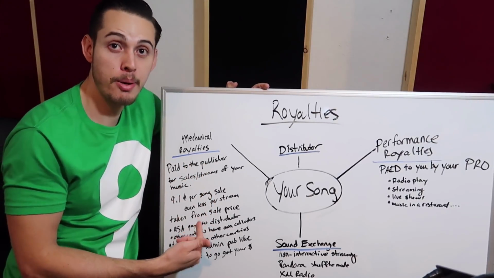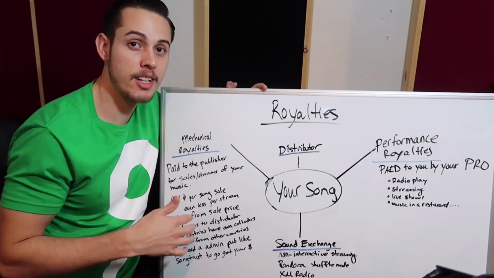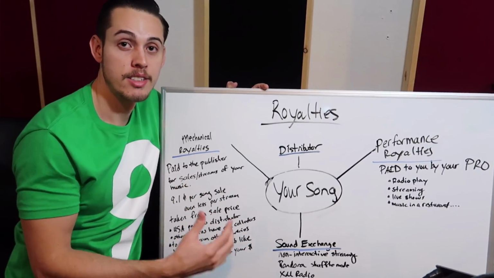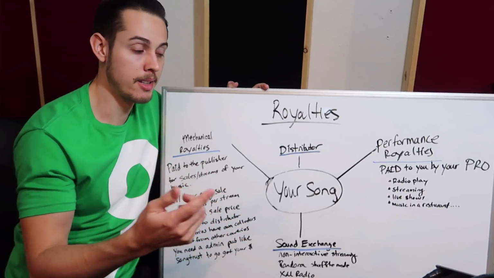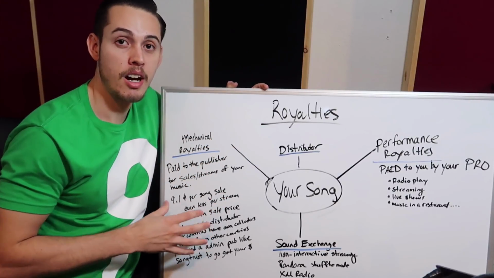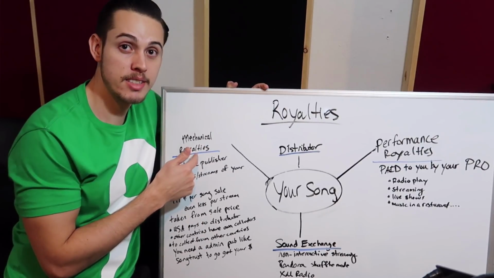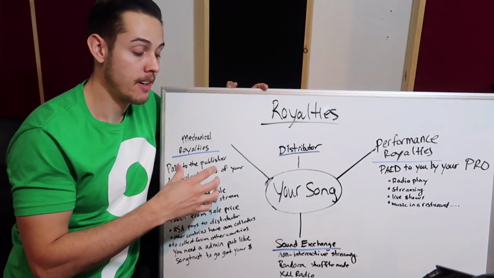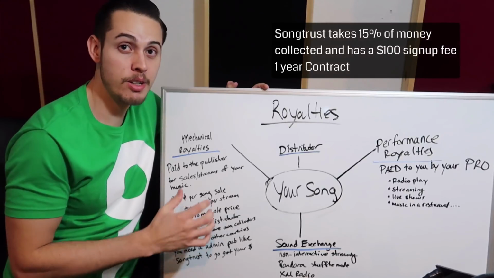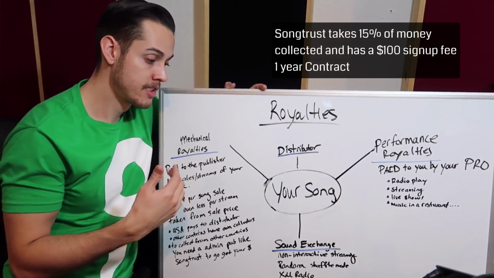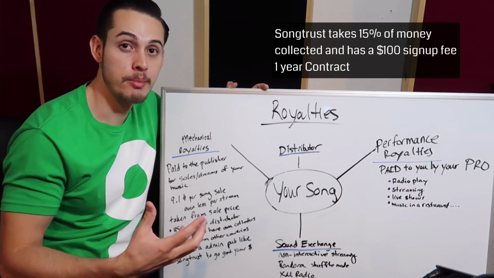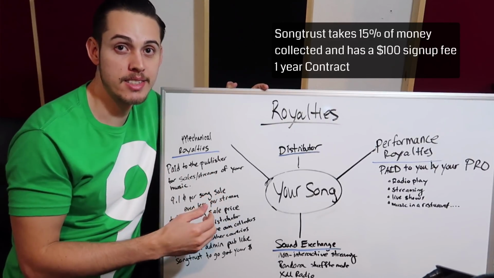So let's go ahead and talk about publishing administration and whether or not you'd actually want to do it. Publishing administration is something like the company Songtrust. Songtrust is highly recommended by BMI, by Distrokid, by all kinds of different places as a way to collect your mechanical royalties paid to the publisher overseas and everything like that. Songtrust doesn't take any of your publishing. They simply administer it, and you keep 100% of your publishing ownership. It's not a co-publishing deal. It's not anything like that.